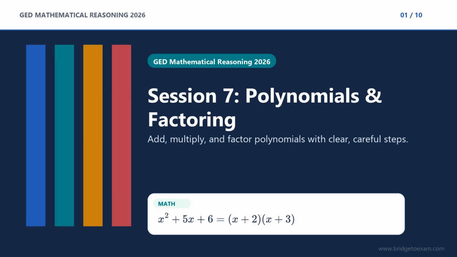Let's go slowly. A polynomial is just an expression built from terms like x squared, x, and numbers. Today we will add and subtract polynomials, multiply them, and then work backwards by factoring. Factoring is one of the most useful skills in all of algebra.